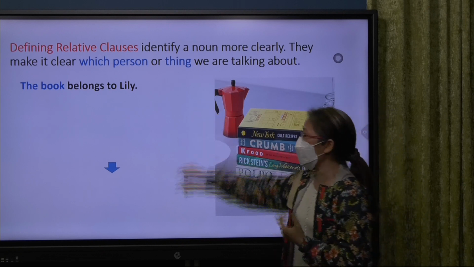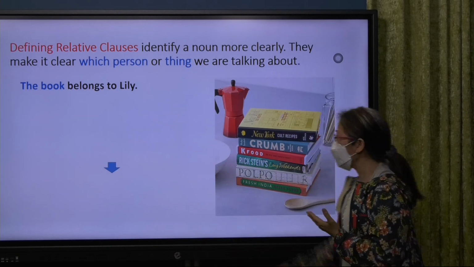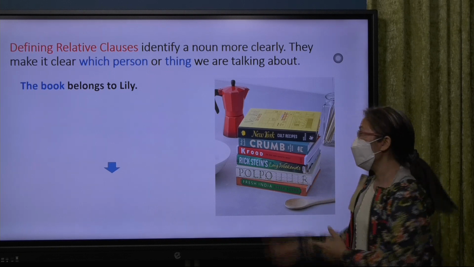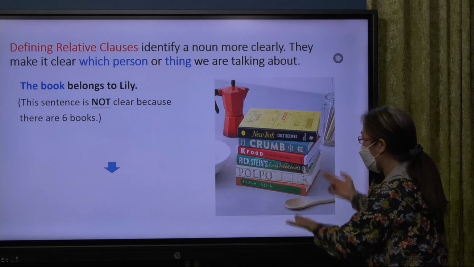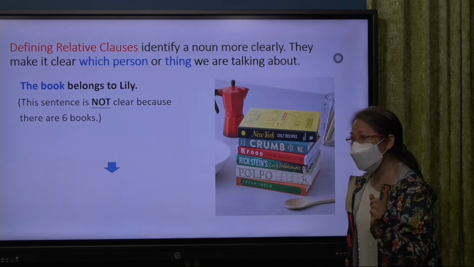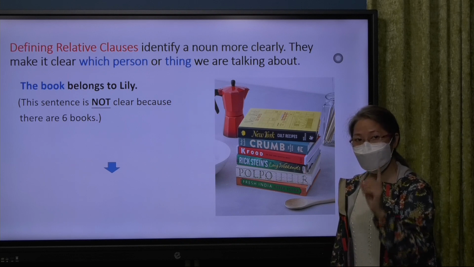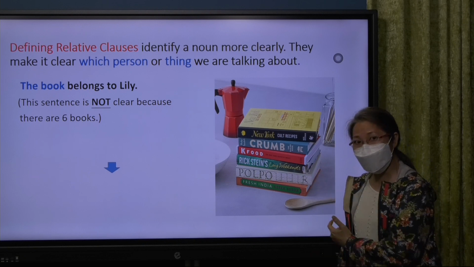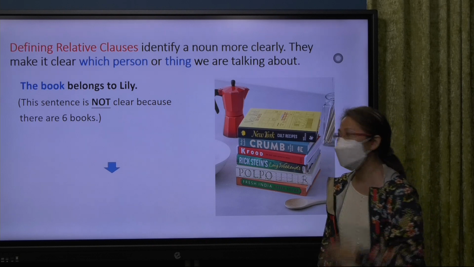For example, the book belongs to Lily. Hey, do you know which book I'm talking about? No, you can't. Why? Because the sentence is not clear. There are 6 books. Which one am I talking about? So in this case, we should give the audience one more piece of important information, which can help you understand which book I'm talking about. In this case, we use a defining relative clause.